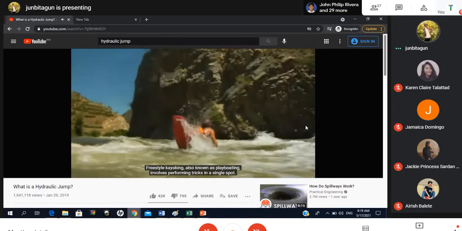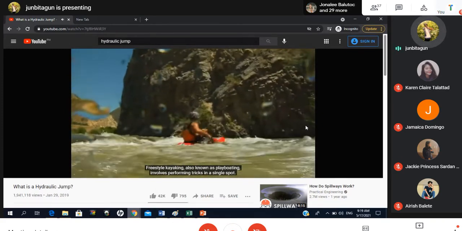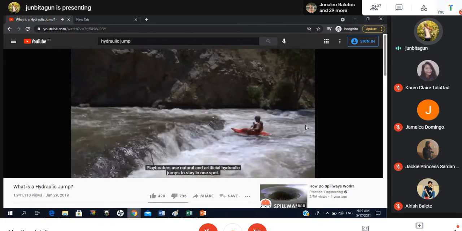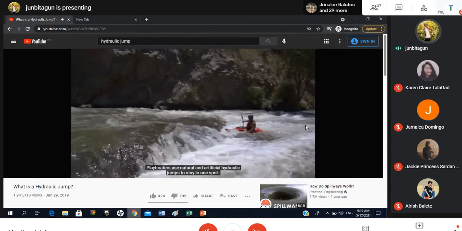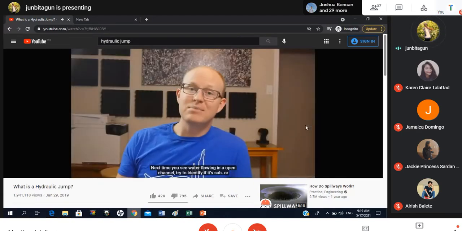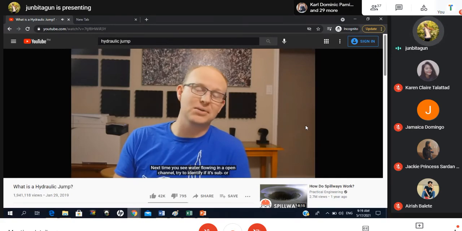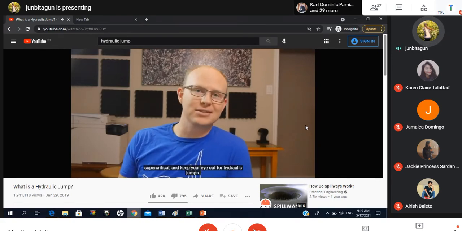Freestyle kayaking, also known as playboating, involves performing tricks in a single spot. Playboaters use natural and artificial hydraulic jumps to stay in one spot. I've never tried this myself, but it looks like a lot of fun. Next time you see water flowing in an open channel, try to identify if it's sub or supercritical, and keep your eye out for hydraulic jumps.